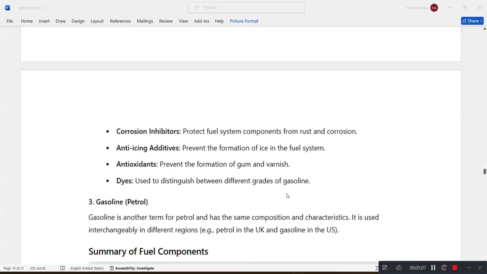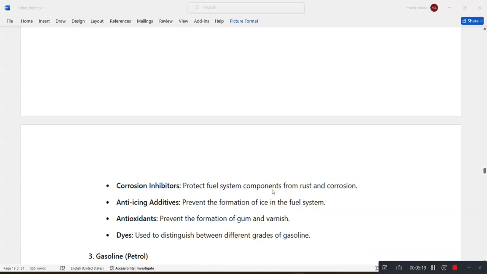Now, you need to also put antioxidants to prevent the formation of gum and varnish, and dyes used to distinguish between different grades of gasoline. You need to differentiate the different grades of gasoline, and that's why you'll see diesel is a bit whitish or colorless, but petrol or gasoline, you might find it in different colors.